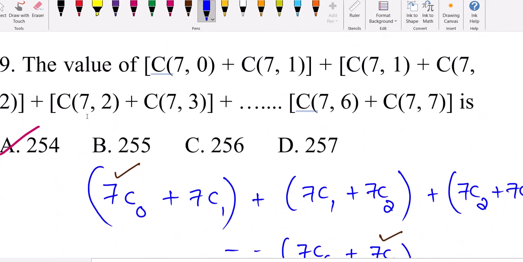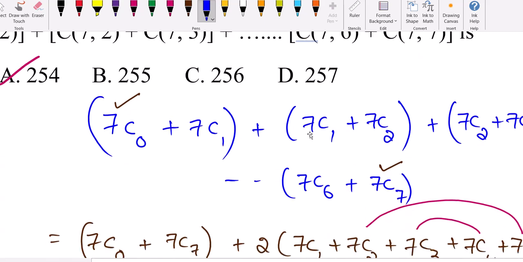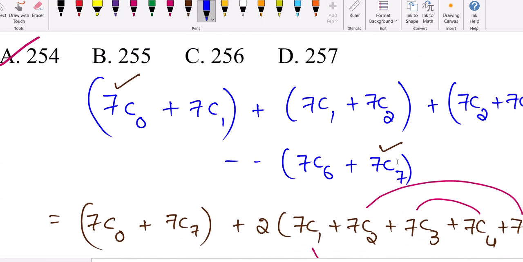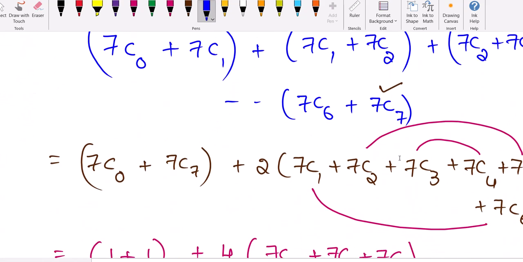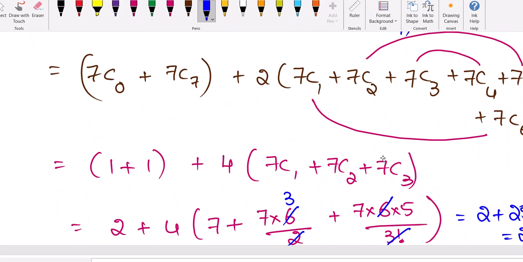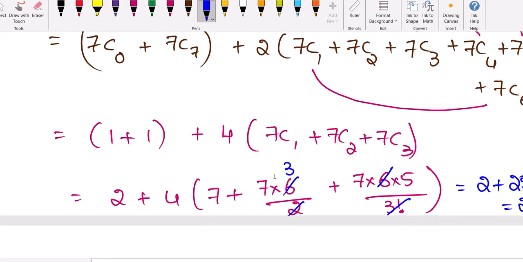So 7C0 plus 7C1, 7C1 plus 7C2. All this paper is already shared in your group. Let's focus on the solution and how fast we are able to solve the question. This is one method: except 7C0 and 7C7, all the remaining occur two times, and again using the combination property, these three terms and these three terms are equal, so it becomes twice of that. We got four times of this. Finally, we got 254, right?